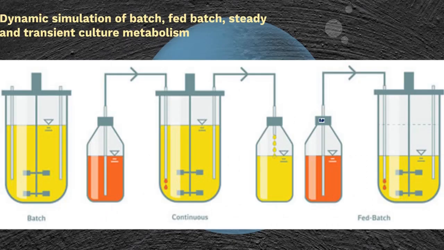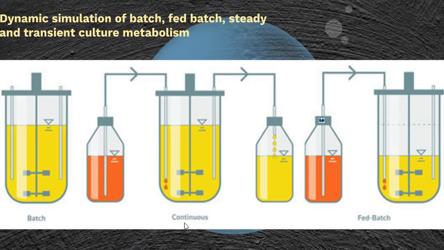In today's class, we will be studying in detail about the dynamic simulation of batch, fed batch, steady and transient culture metabolisms. In a batch system, the substrate will be fed into the reactor and the reactor will be inoculated with the given organism to produce the metabolite, and based upon the product formation kinetics, the batch cultivation will be prolonged and the metabolites will be taken out once the process is completed. Till the process gets completed, there won't be any exposure of the system to the environment.